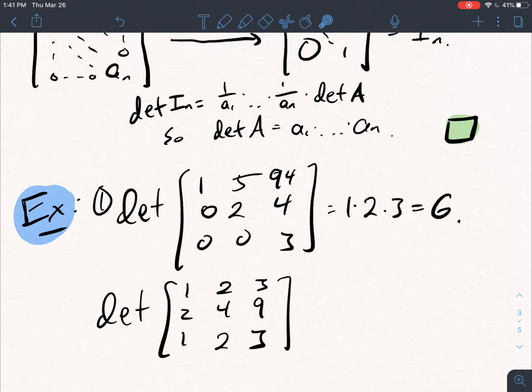Okay, what about this second one here? I have 1, 2, 3, 2, 4, 9, 1, 2, 3. Here we can recognize that the first and third rows are identical. And so we can apply, I believe that was part 2 of the lemma, to say that because there are two identical rows, the determinant of this matrix must be equal to 0.